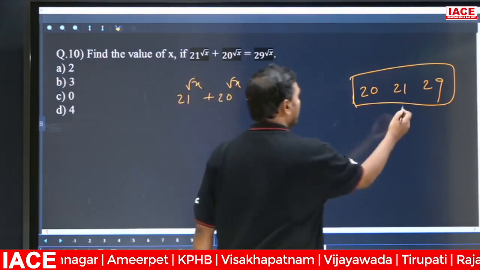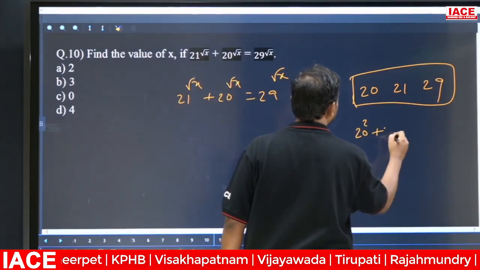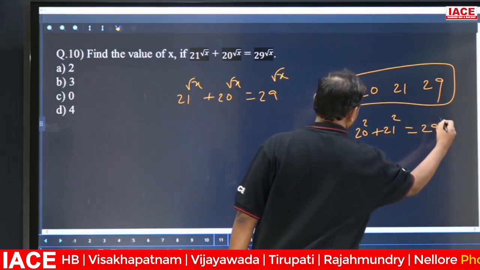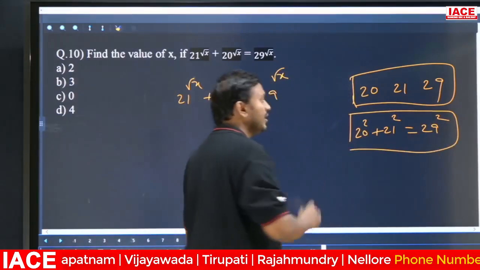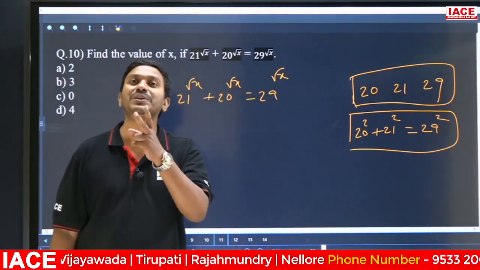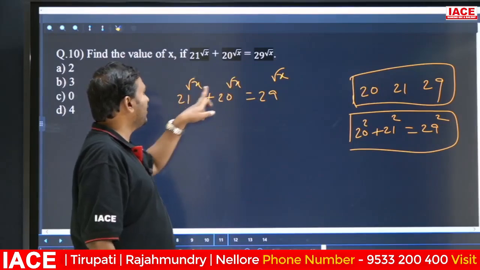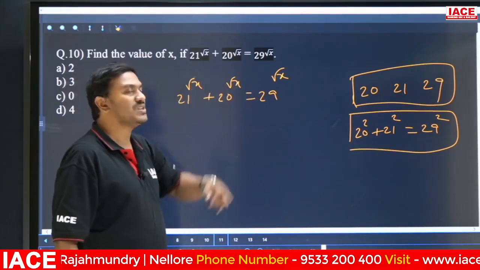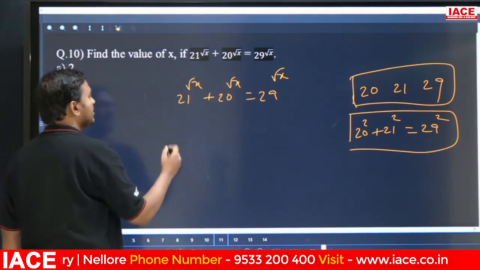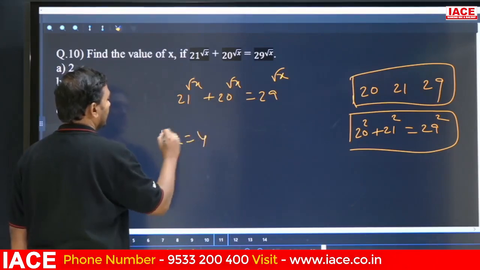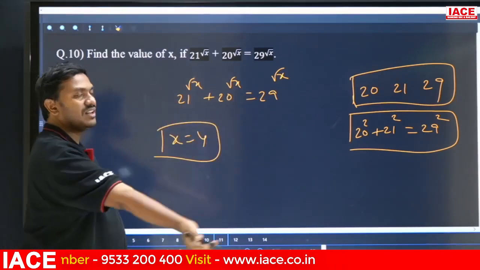Means 20 square plus 21 square equal to 29 square. So it satisfies Pythagoras theorem. So directly a triplet code is given. 20, 21, 29. So here power should be how much? 2. When power is 2, x is 4. So option D is the right answer.